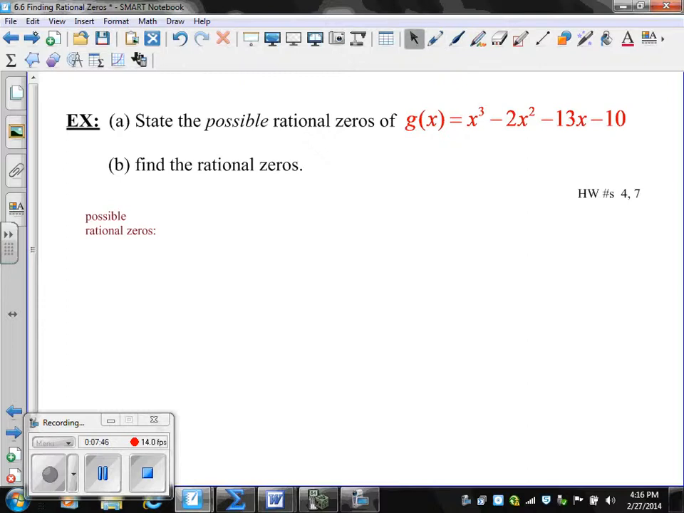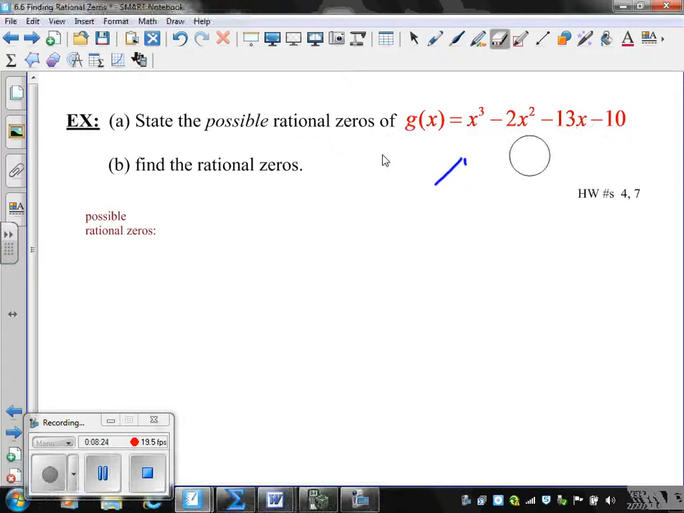For our next example, we have our function g. The first thing we're going to do in part A is state the possible rational zeros for my function here. And then in the second part, we're going to find the actual rational zeros. When I look at this function g, first thing, if you notice, it has 4 terms. So we might want to try to factor this. 4 terms, how would you try to factor that? Well, I would try grouping. As it turns out, it's not going to group. But we're still going to be able to get some zeros out of this.